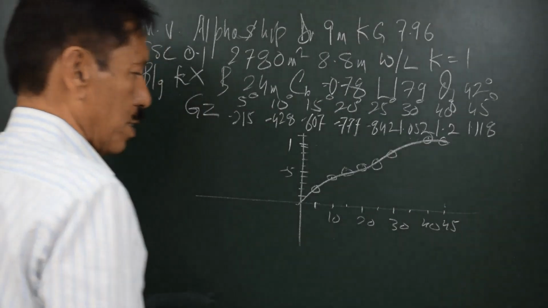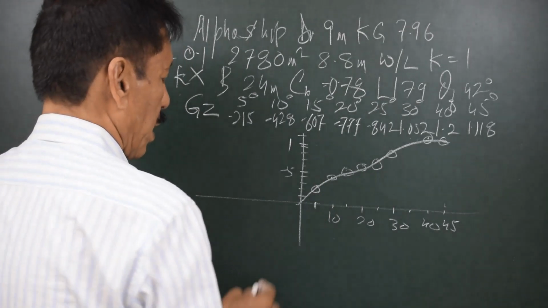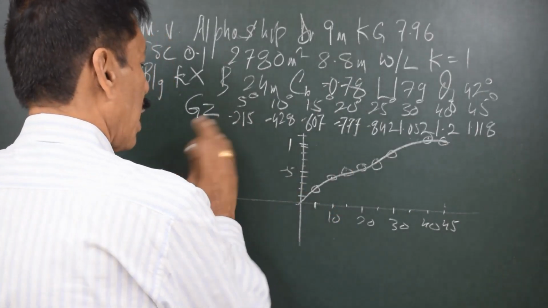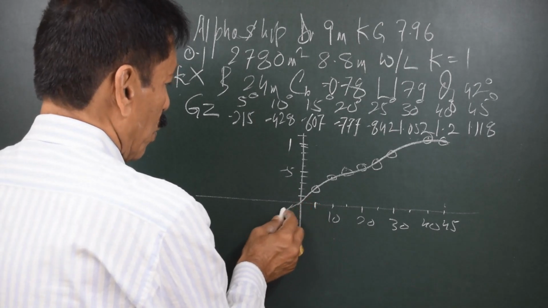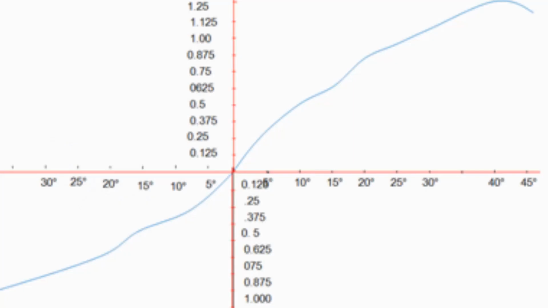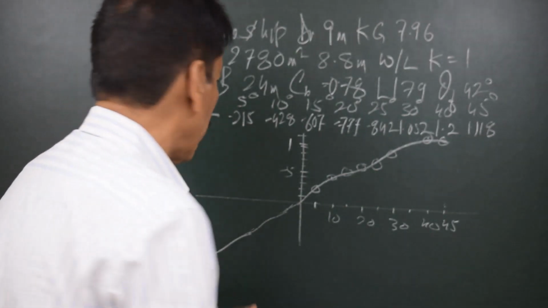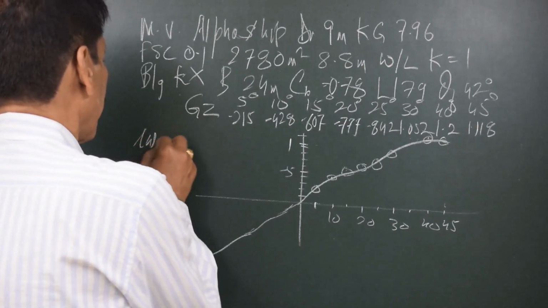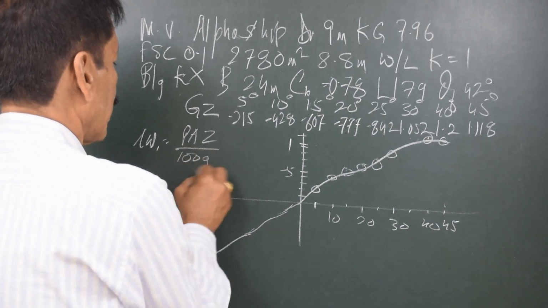So if we draw the curve, it would appear like this. We need to draw the mirror inverted image on the other side. Mirror inverted means first left to right and then top to bottom. So let me try to do the mirror inverted image of the curve. Now we need to find out LW1.